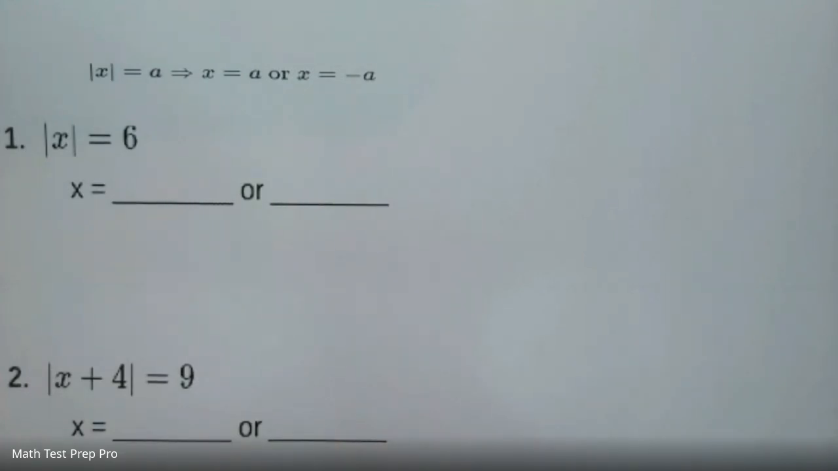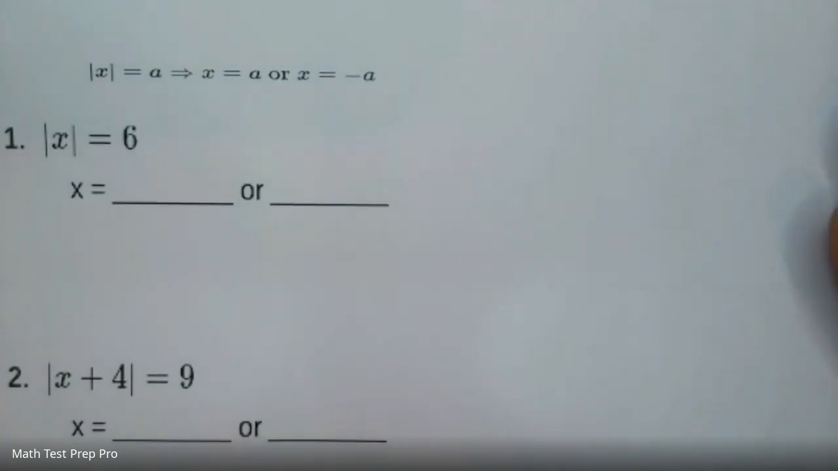It says the absolute value of x equals a is the same as x equals a or x equals negative a. Basically, if you take what's inside the absolute value and set it equal to the positive and negative value of what's on the right-hand side of the equal sign, then we can just solve it from there.